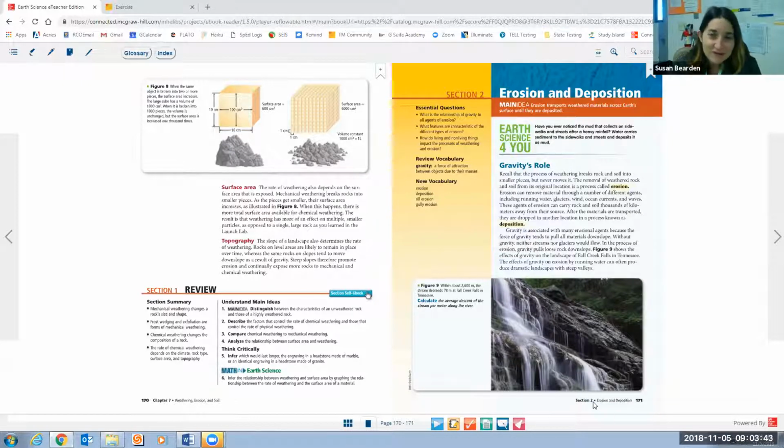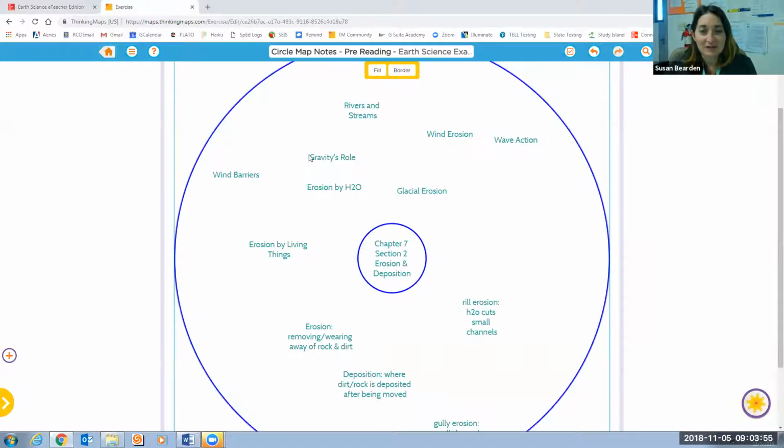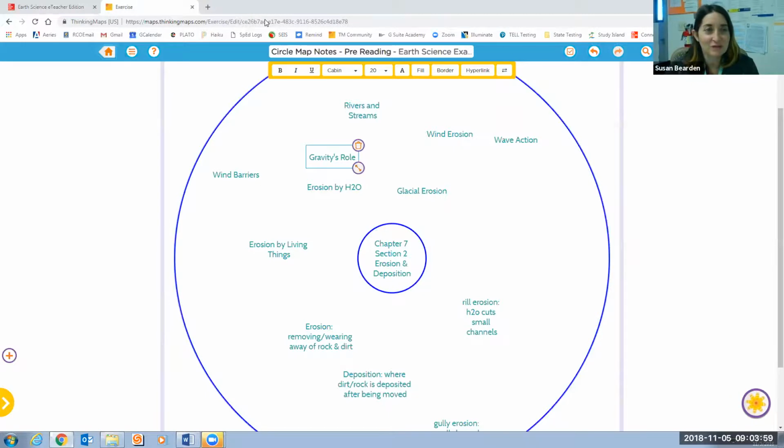So I'm going to go through this section. I've already written down Erosion and Deposition. Awesome. Okay, so then my first heading is right here, Gravity's Role. So in my map, I'm going to put Gravity's Role. You can see I've got that right here on my map. Awesome. I've got the first word on there.